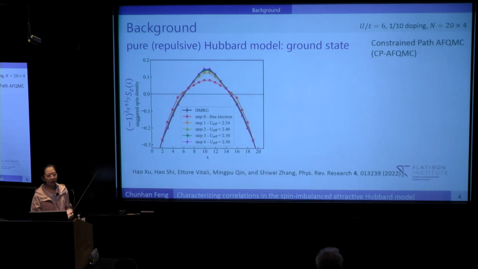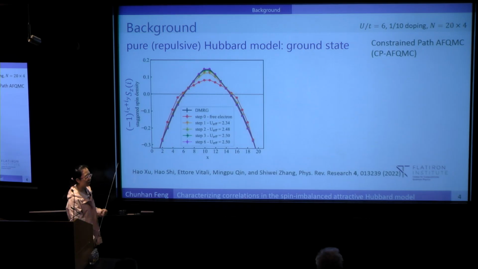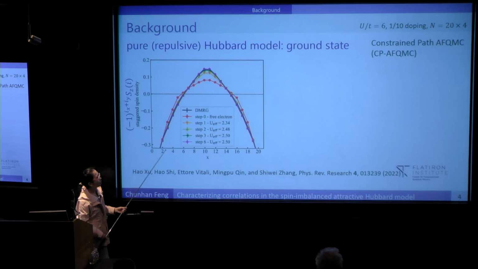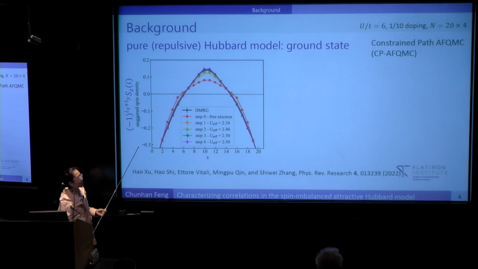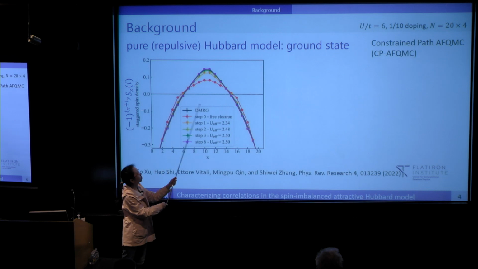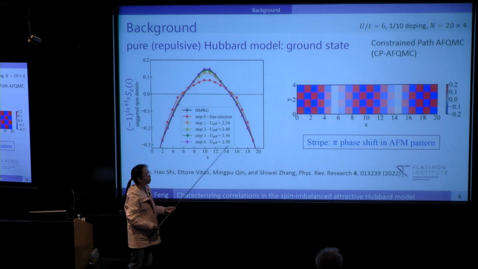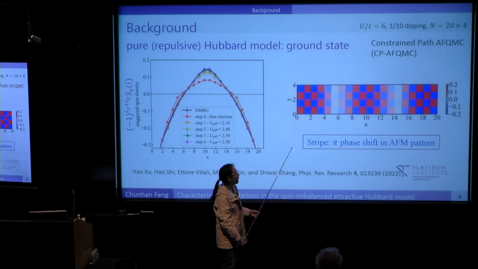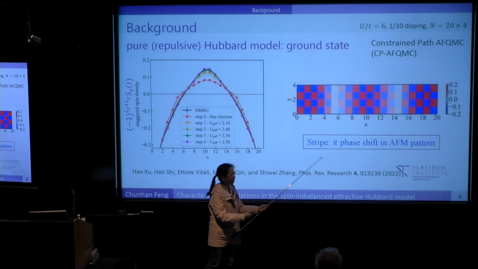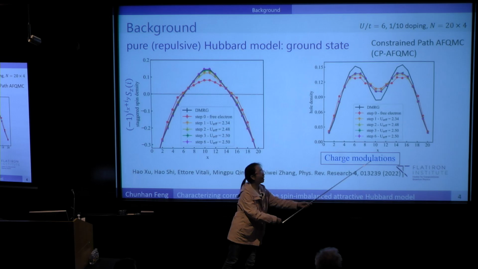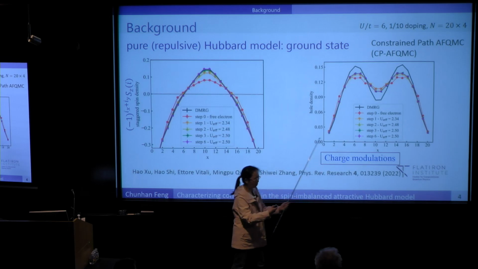Now, let me also quickly show you some interesting results in the literature in recent years for the pure repulsive Hubbard model. For example, this one is for the ground state given by the constrained-path auxiliary-field quantum Monte Carlo method. And here is the staggered spin density along the x direction. We can clearly see there are two crossings with the zero line here. That corresponds to the two stripes in the antiferromagnetic pattern, so it reflects a pi phase shift there. And on the right-hand side is the hole density along the x direction. We can also clearly see there are some charge modulations there.